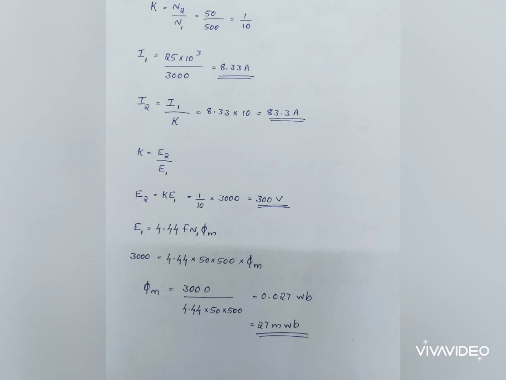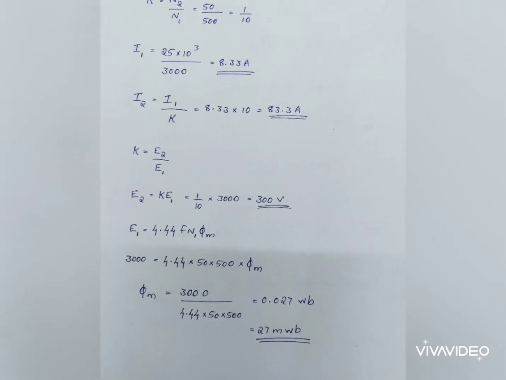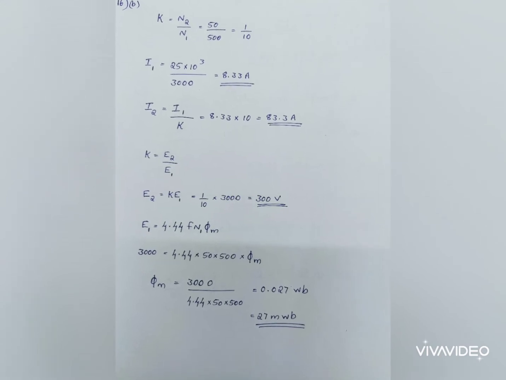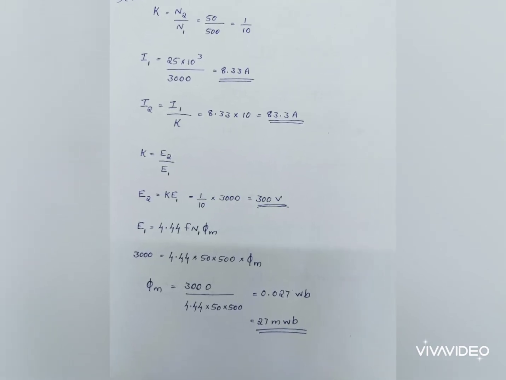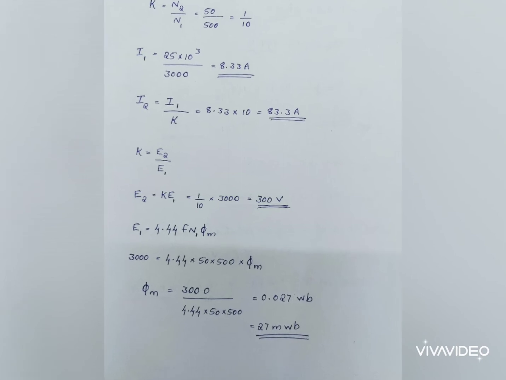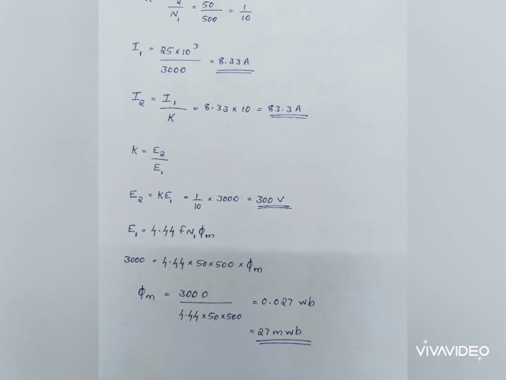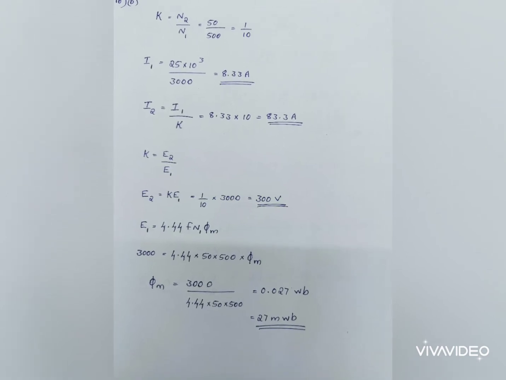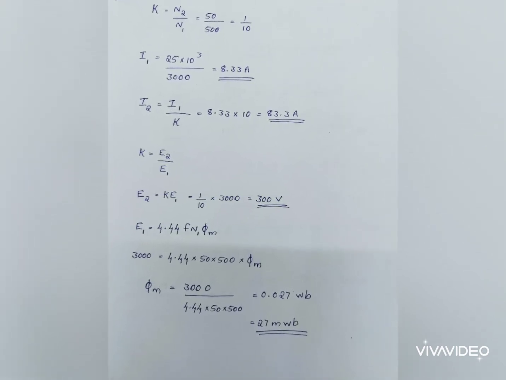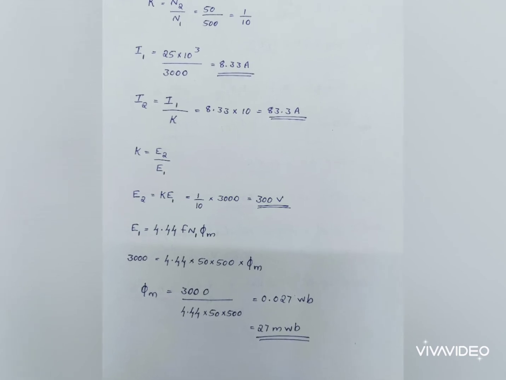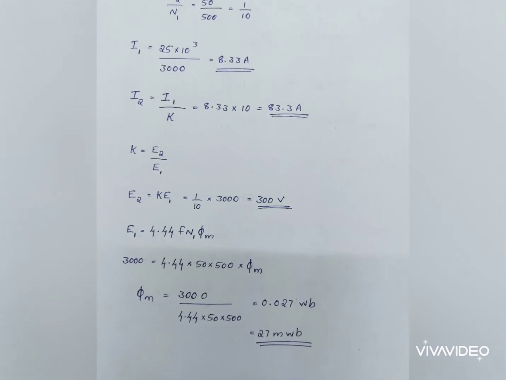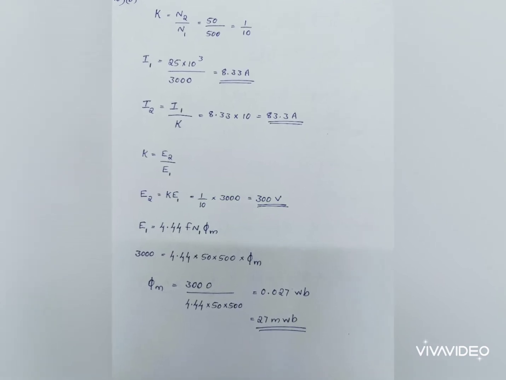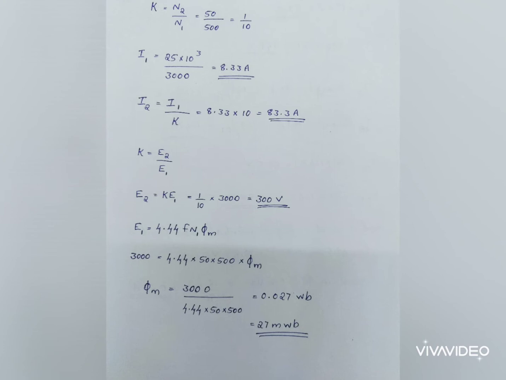We know that the transformation ratio K is equal to N2 divided by N1, that is 50 divided by 500, which is 1 by 10. Then primary current I1 is equal to the kilovolt-ampere, 25 into 10 raised to 3, divided by the primary voltage 3000. So we get I1 as 8.33 ampere. Then I2 is equal to I1 divided by K, that is equal to 83.3 ampere. So you got the current in primary and secondary.